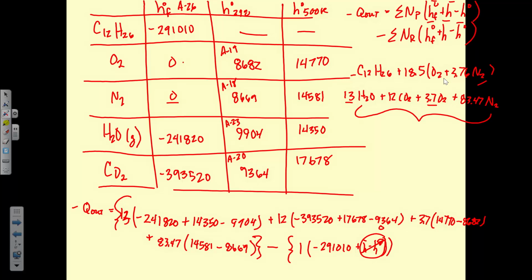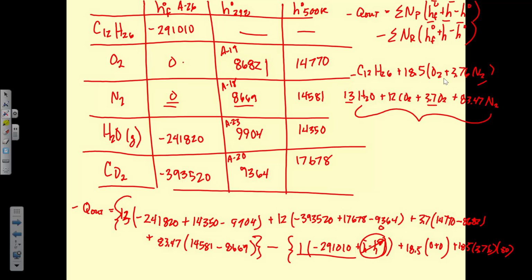Because it's at 25 degrees as it's coming into the system. Then we can look at our 18.5 times our oxygen terms. So we have a 0 plus a 0, because H minus H bar is 0. It's at 25 degrees Celsius. Then we look at our nitrogen term, which is 18.5 times 3.76 times the enthalpy of formation, which is 0, and these other terms, which is 0. Okay, so the only one we have to worry about on that side of the equation is this.